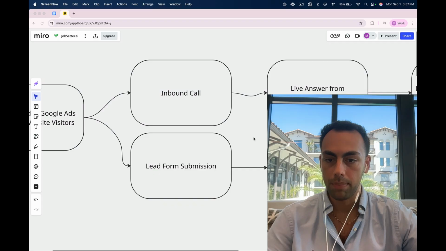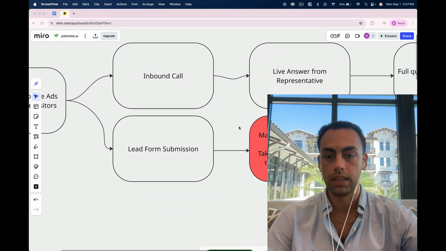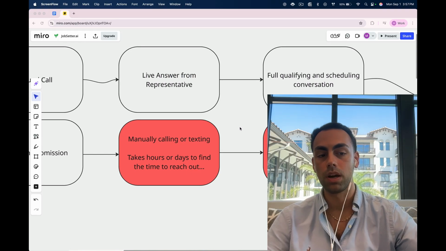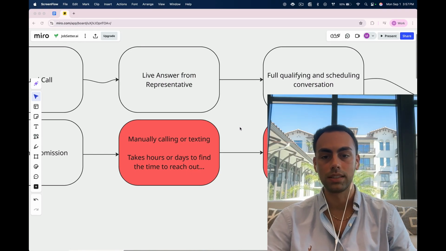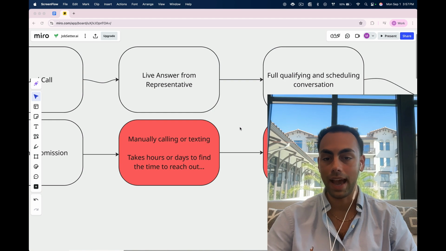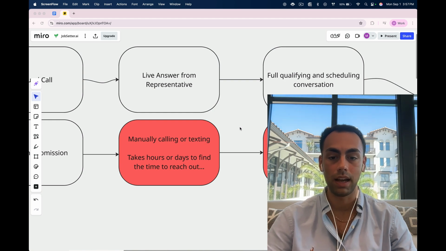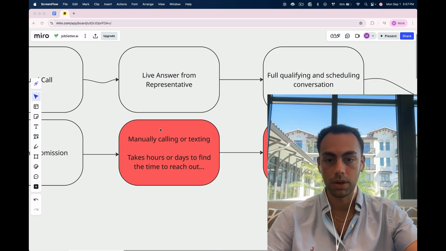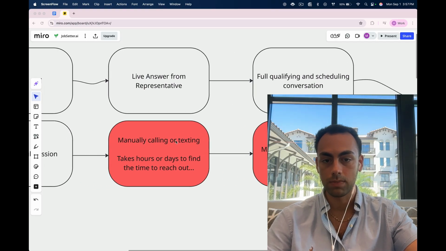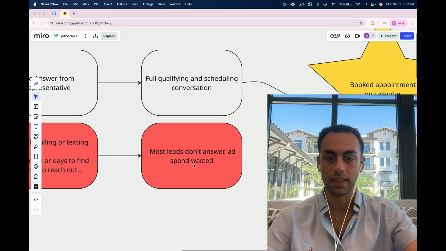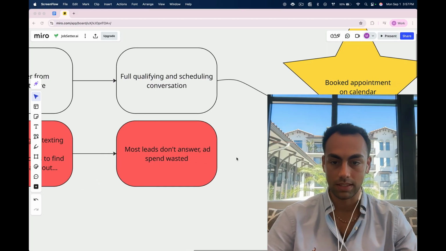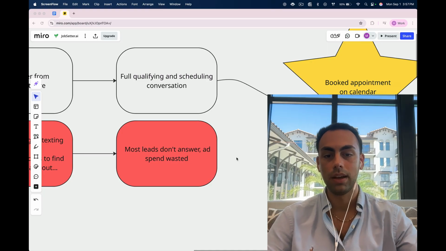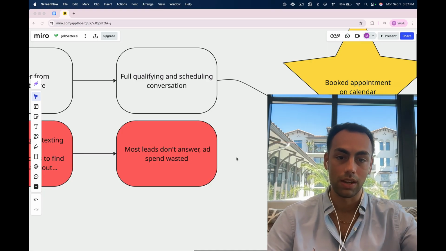Now, what happens with the lead forms for most people in the industry is that when they get that name, phone number, and email address, if they're the ones responsible for manually calling or texting that person, most people can take hours or even days to find the time to sit down and get back to everyone. And I get it, you guys are busy, you're running businesses, but this is killing your return on ad spend and really costing you a lot of jobs, because by the time you find a second to sit down and get back to people, most of those leads are not going to answer. So all the money that was spent on ads is actually wasted, and those are now dead leads.